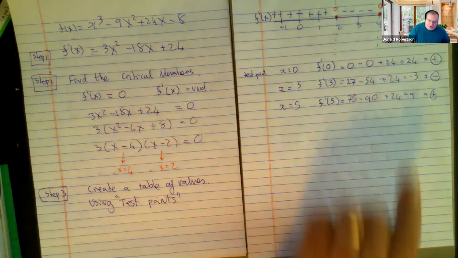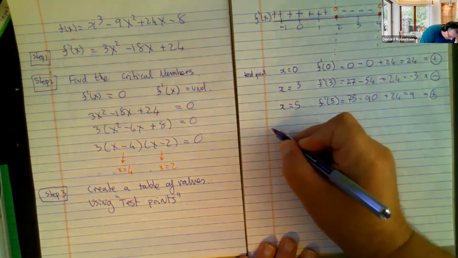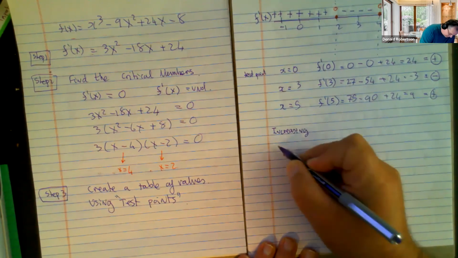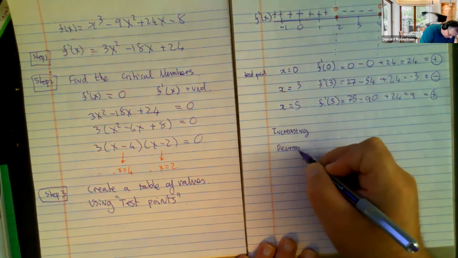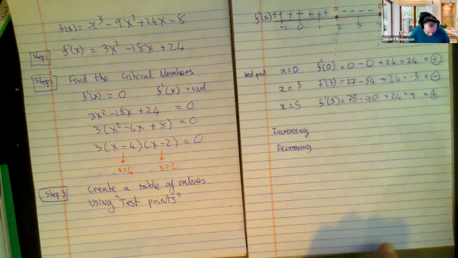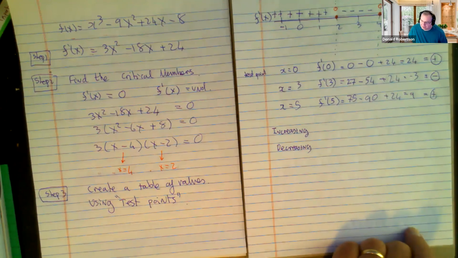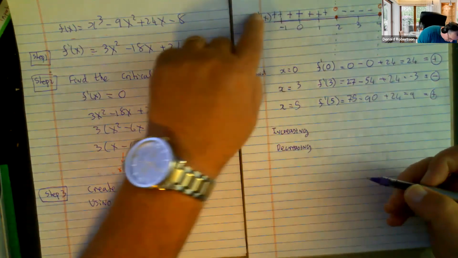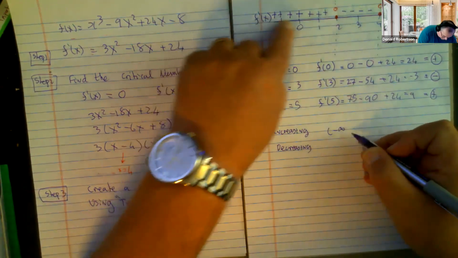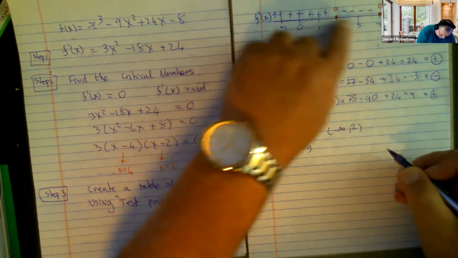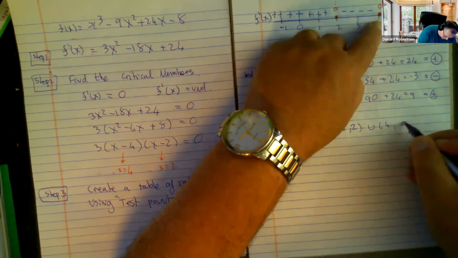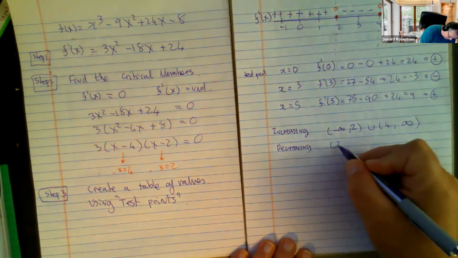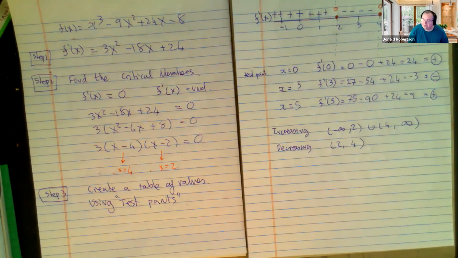This table of signs can now be used to find the values of x where the function is increasing and the values of x where the function is decreasing. Well, aren't you increasing when the derivative is positive? So that means everybody here. So that would be, because it's going on forever, from x equals -infinity to 2. And then from 4 to infinity. And when is it decreasing? From 2 to 4. That's good.